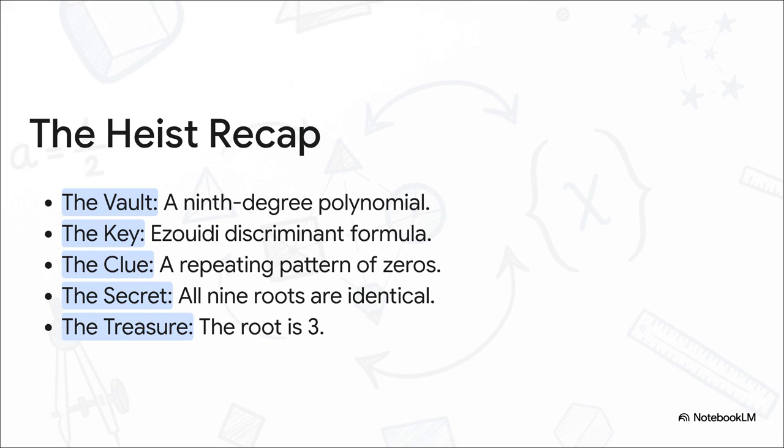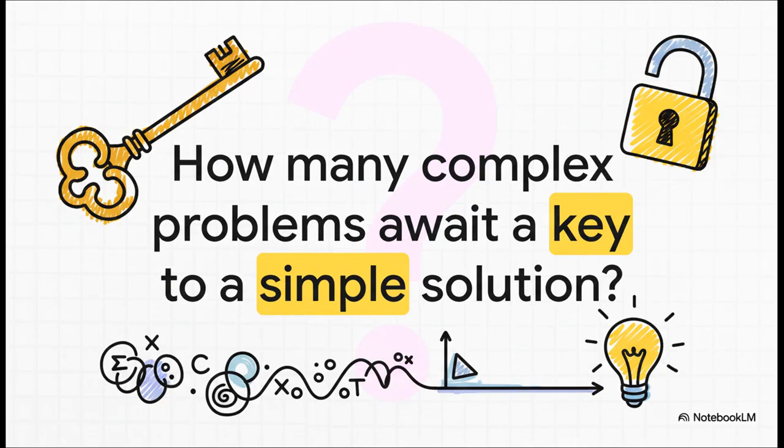So let's just recap this whole heist, right? The main takeaway here is the process. We started with this super intimidating vault, our polynomial. We used a special key, the Ezouidi formula, to find a clue. That clue, the repeating zeros, told us a secret about how the lock worked. And that secret, that all the roots were the same, let us walk right in and find the simple treasure. And that's really what's so cool about this. It wasn't about using brute force or a supercomputer. It was just about having the right key and the right way of looking at the problem. It kind of makes you wonder, doesn't it? How many of the world's most complex problems are just like this? Just big, scary vaults waiting for the right person to come along with the right key to reveal a surprisingly simple solution.